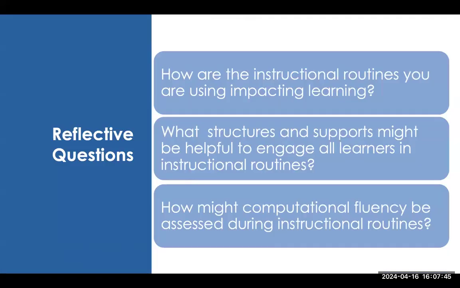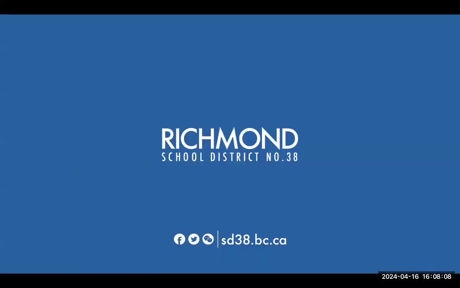So as we end, we want to think about how the instructional routines that you're using are impacting learning. We want to think about what structures and supports might be helpful to engage all learners in instructional routines, and how we might assess math and computational fluency during those routines.